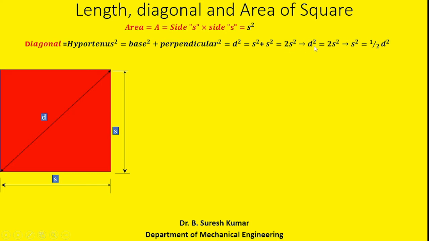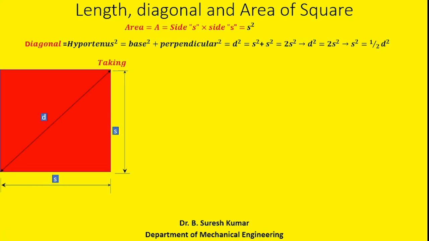From this we can calculate S square plus S square is equal to 2S square. So easily I can get d square is equal to 2S square. From this we can easily calculate S square: S square is equal to half d square.